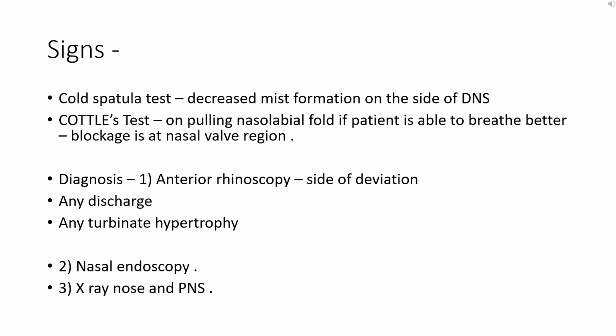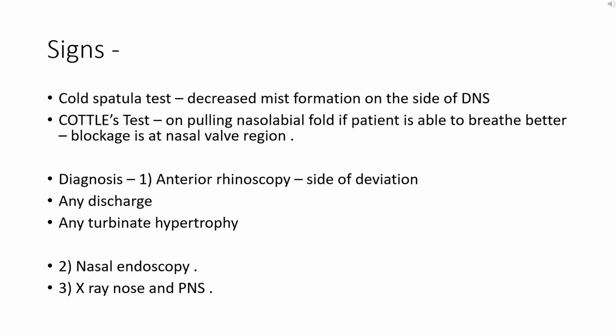What are the important signs? When we examine the patient with deviated nasal septum, first of all we do a test that is known as cold spatula test. In this, we will place a tongue depressor blade just below the opening of the anterior nares or nostrils, and we will ask the patient to breathe. On breathing, we will observe decreased fogging or decreased mist formation on the side of DNS. So this is a positive cold spatula test.